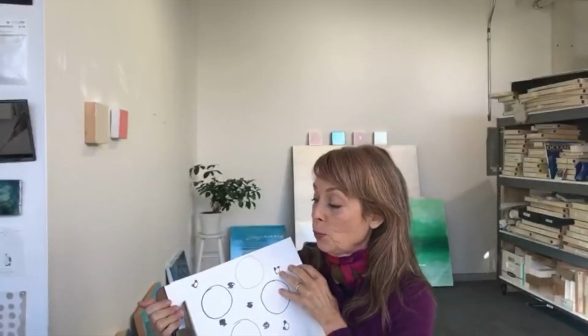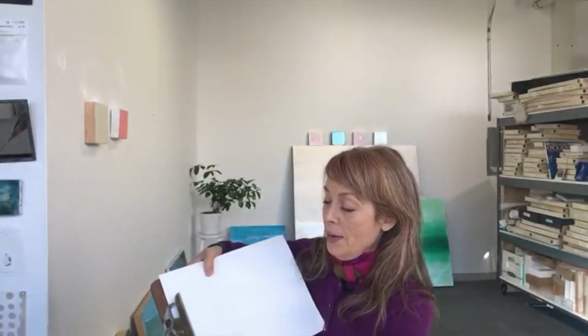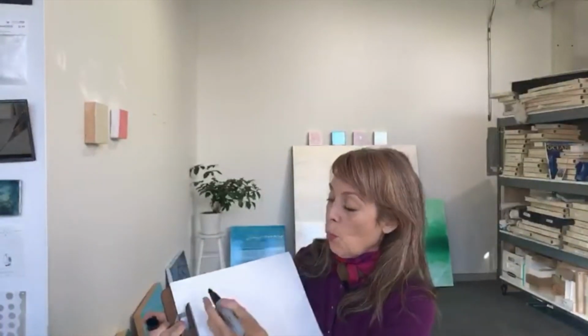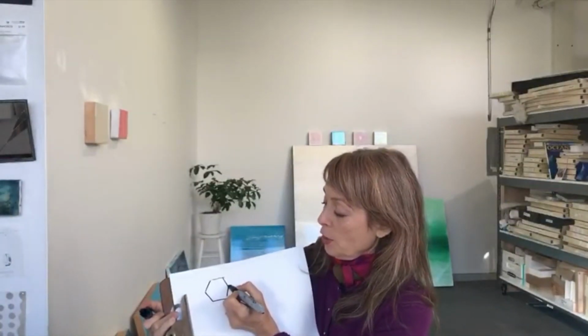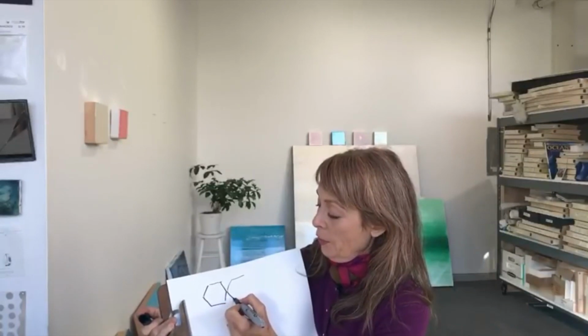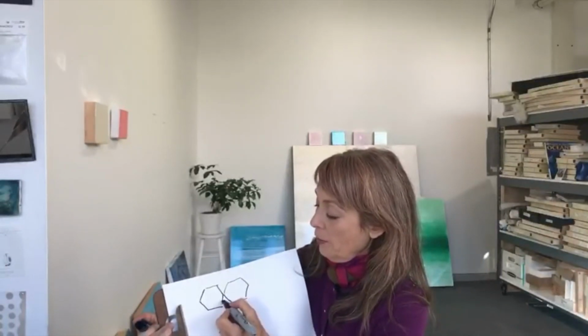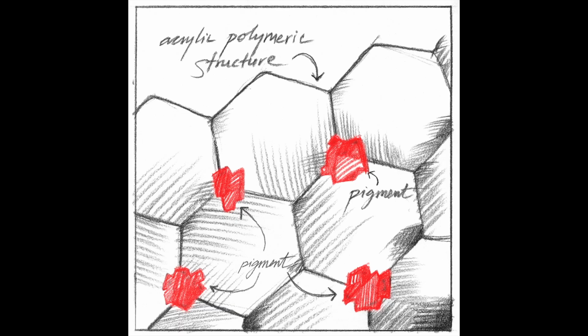Anyway, when it dries, what's super cool is it locks down into this hexagonal structure. Those big acrylic polymer molecules become this super stable structure, and they lock in those particles. So the paint is embedded in there. The molecules that were floating all around lock in together once the water has evaporated.